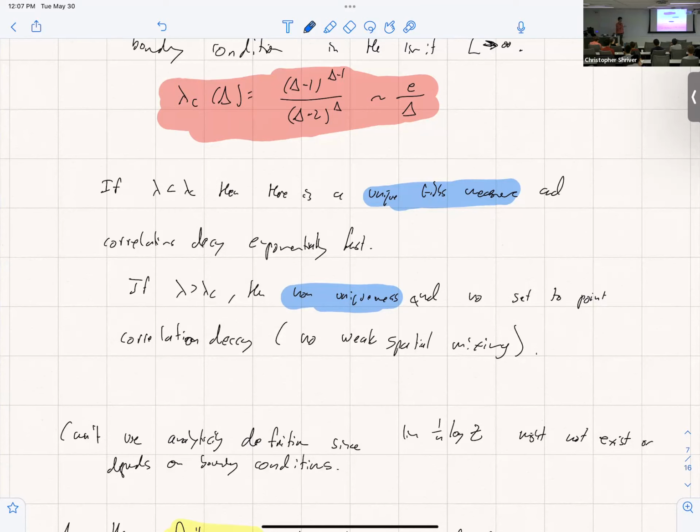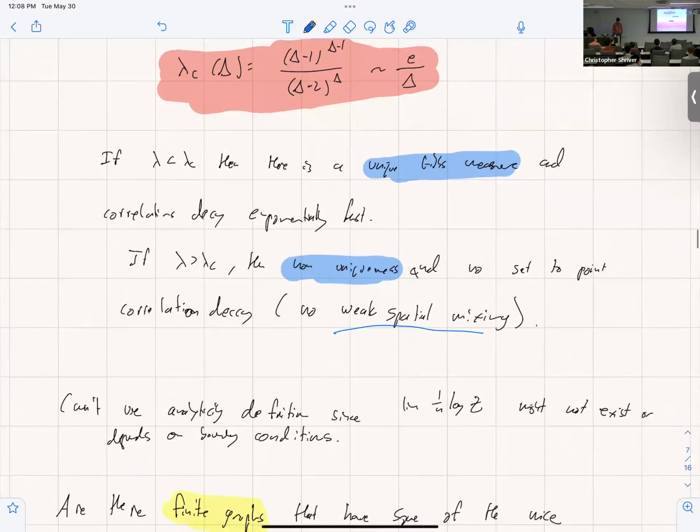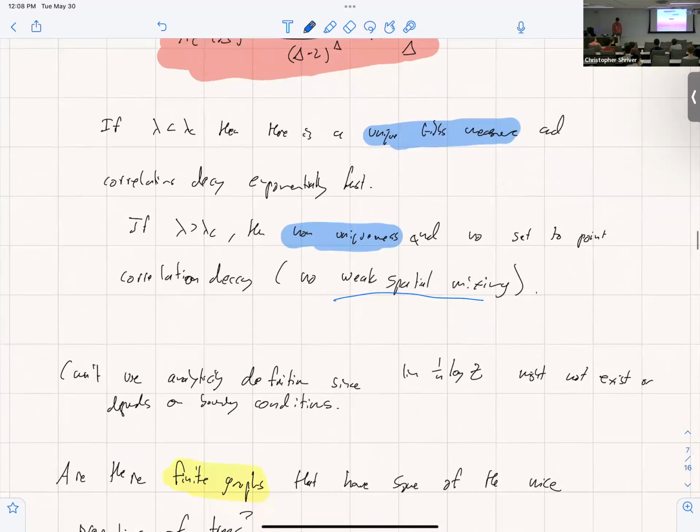And so you can use the definition of uniqueness of infinite volume Gibbs measure. You can use the definition of correlation decay. But it's going to be kind of critical exactly how you define correlation decay. So I'll leave this for Horace's talk later today to talk about different types of mixing.